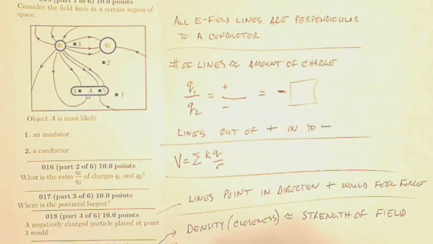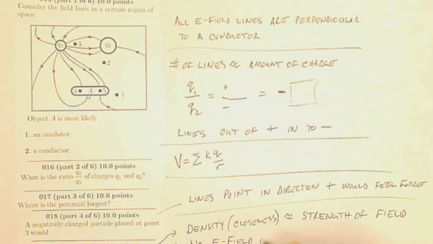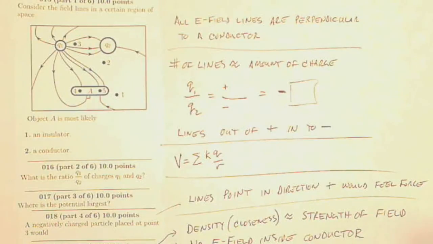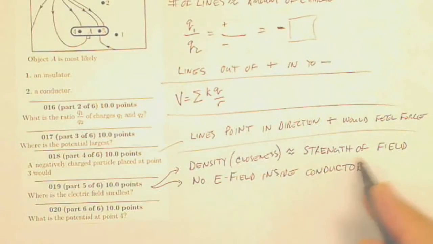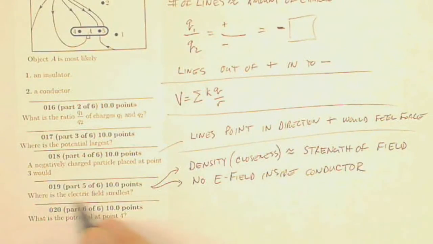The other thing you need to know is that there's no E field inside a conductor. The reason being, if there was, the charges would move around, and as the charges move around, they move to get rid of the E field. So no E field inside a conductor tells you the electric field is going to be the smallest, not where there are the least number of lines, but probably inside the conductor, where I've got absolutely the least. But I don't know if that's one of the options. I cut off those multiple choice answers.